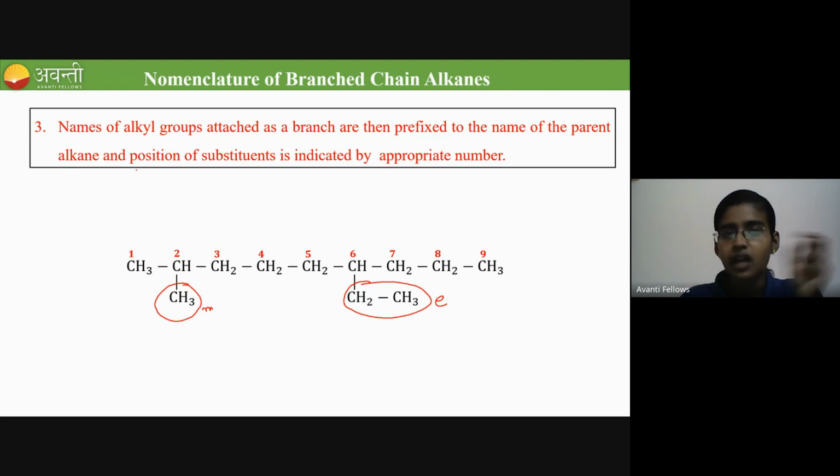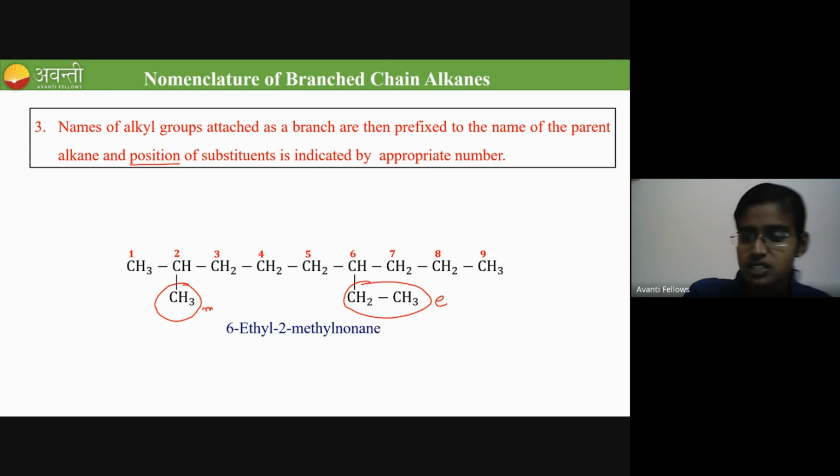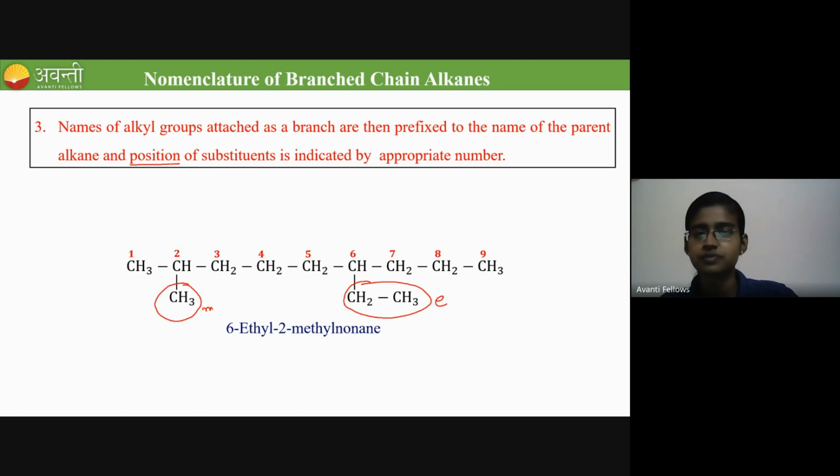And the position of the substituents, the branches, second position and sixth position, numbers 2 and 6, have to be presented in the name. Now, what is the name of this compound? It is 6-ethyl, 2-methyl, nonane. So why is it named like this? Why can't we name it 2-methyl and 6-ethyl, nonane? We can also write 2-methyl and 6-ethyl, right? But why is the name given like this? Any idea for any of you?